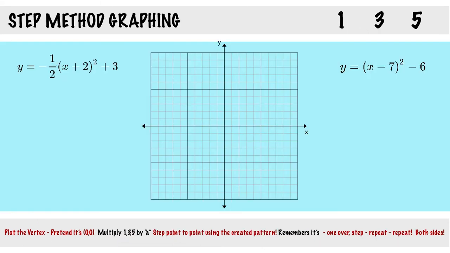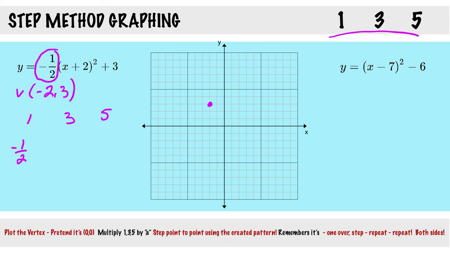Two examples using the step method and remembering 1, 3, 5. So in this case, my vertex is flipped and kept: -2, 3. My pattern is 1, 3, 5. I'm multiplying by a, which is -1/2. So it's -1/2, -1.5, and -2.5.